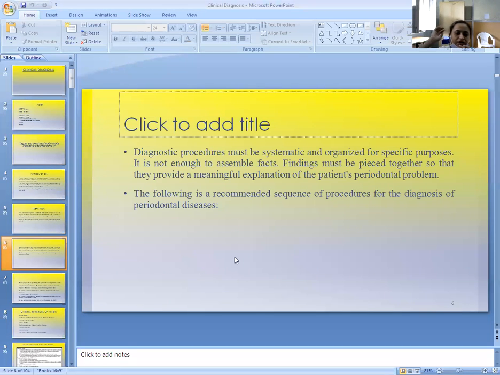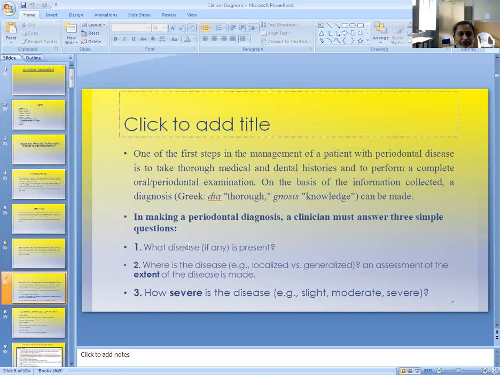Your case history or clinical diagnosis is divided into a few parts. The first part is general information of your patient. In general information, you will know the patient's age and sex. A few diseases are age-related, and a few diseases are commonly seen in females or commonly seen in males. So depending on that, you should know the age and sex of your patient. Other than that, the chief complaint should be recorded in the patient's own words.